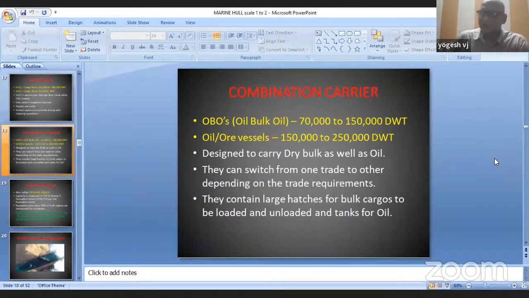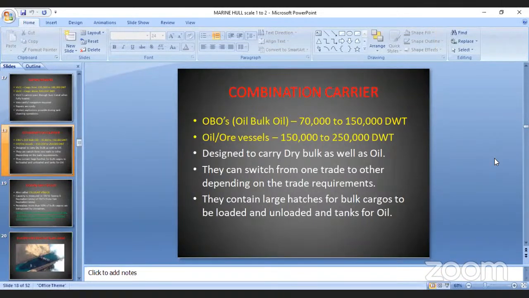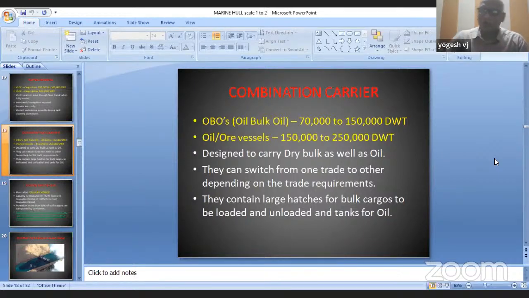So OBO is oil bulk oil. Its capacity is 70,000 to 150,000 deadweight tonnage. Oil/ore means oil will be on one side and ore on the other. Ore means gypsum, bauxite, magnetite, hematite, whatever ore. Here the capacity is 150,000 to 250,000 deadweight tonnage. These are designed to carry dry as well as wet liquid cargo.